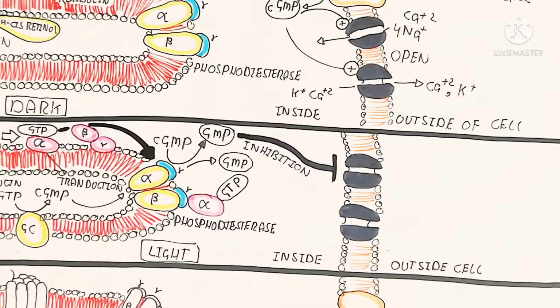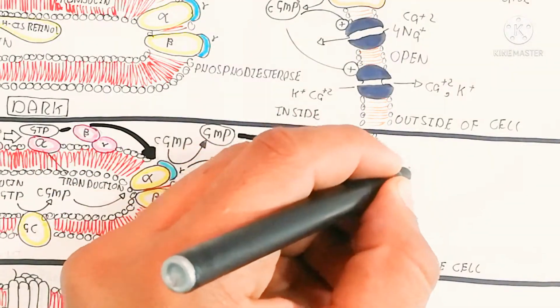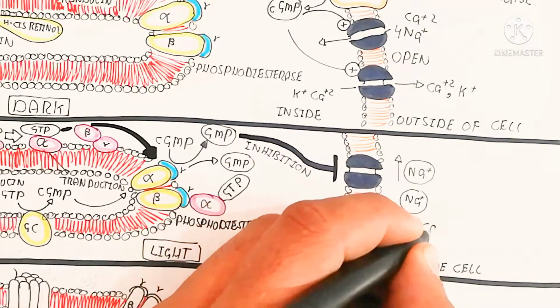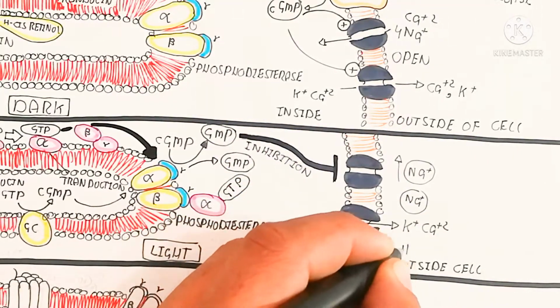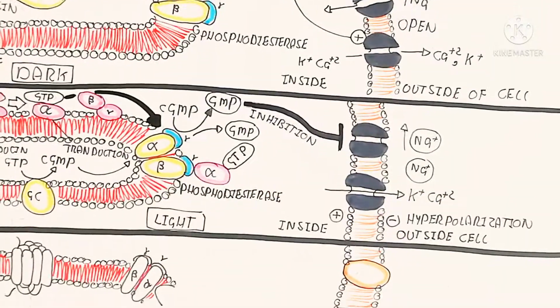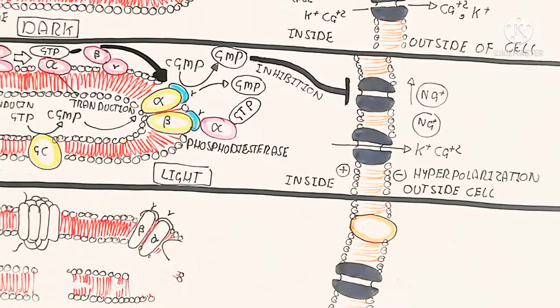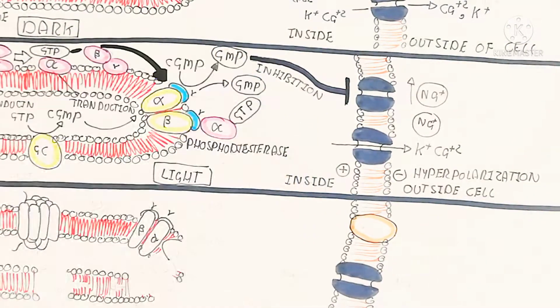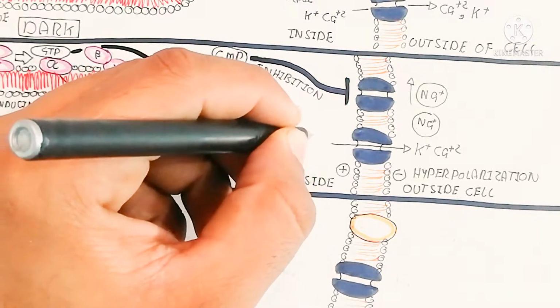the channel will be closed. So here is the outside of the cell. The channel will be closed, so the sodium will not move inside. The potassium and calcium will move outside through the potassium channel also, and this increases the hyperpolarization, with negative charge outside and positive charge inside rather than positive charge outside.